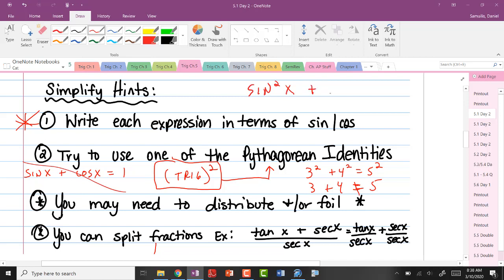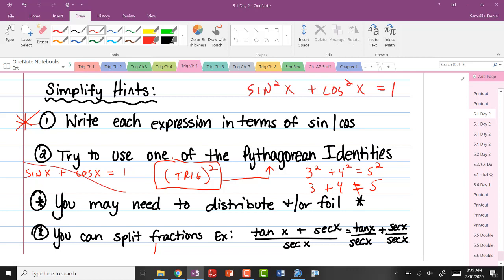Sine squared plus cosine squared equals 1. Does that mean sine plus cosine equals 1? That's like saying 3 squared plus 4 squared equals 5 squared, so that must mean 3 plus 4 equals 5. Does 3 plus 4 equal 5? No. These have to be squared in order to make that substitution that I mentioned up there.